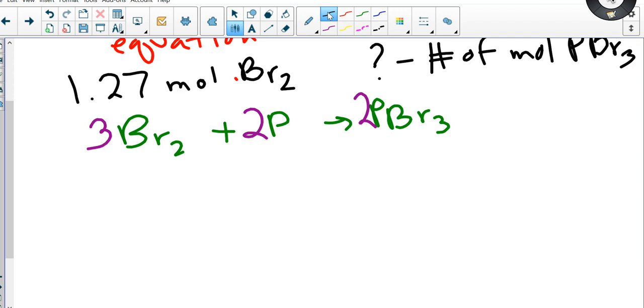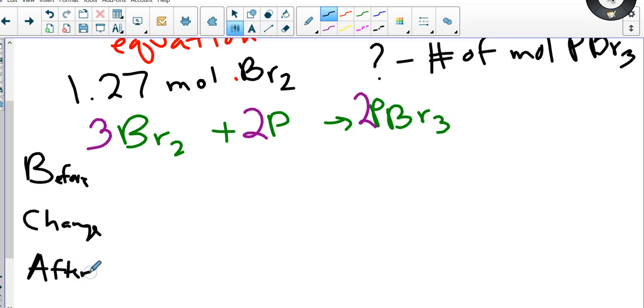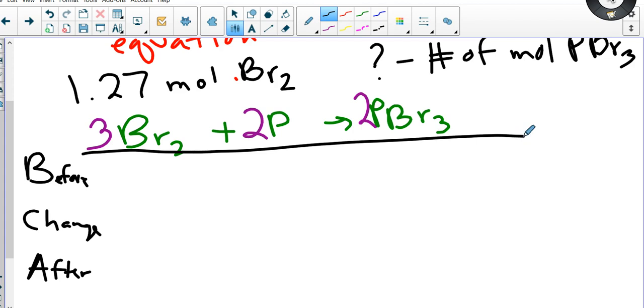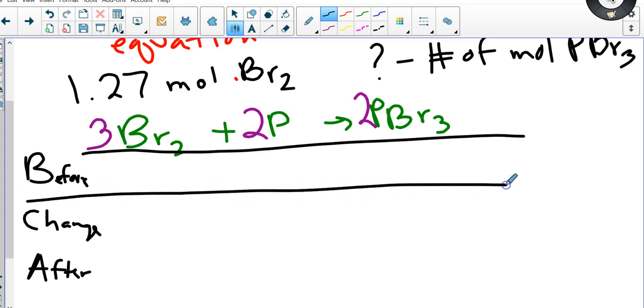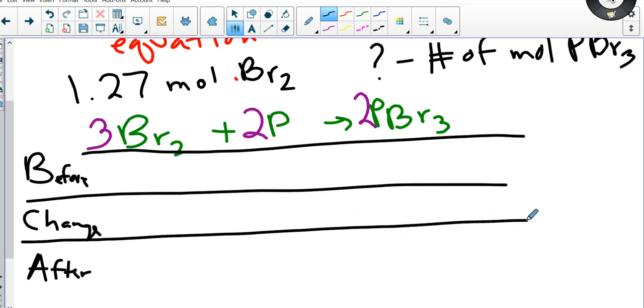So our BCA table, we have B for before. We have C for change. Then we have A for after. And you can go ahead and draw yourself some lines. I looked at some handouts for this, and the little boxes were so small, I was like, whatever, we'll just draw on paper.